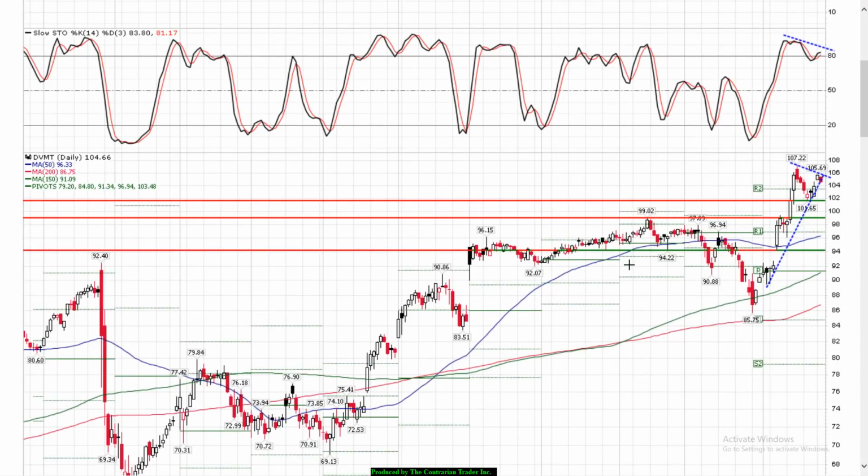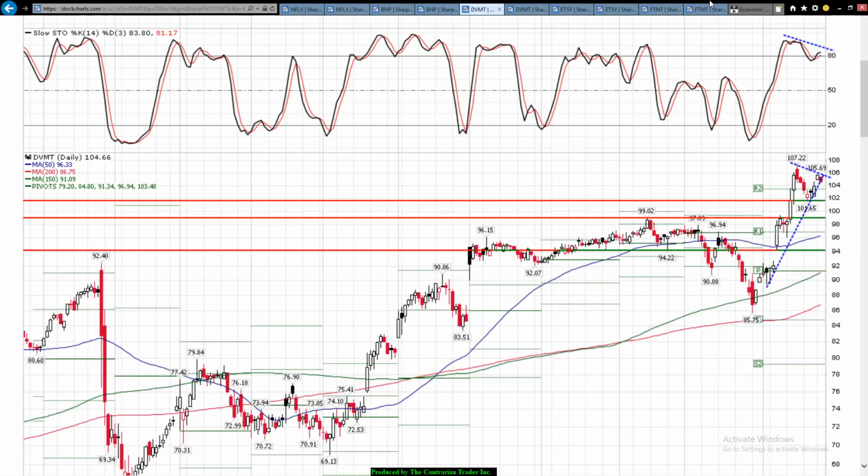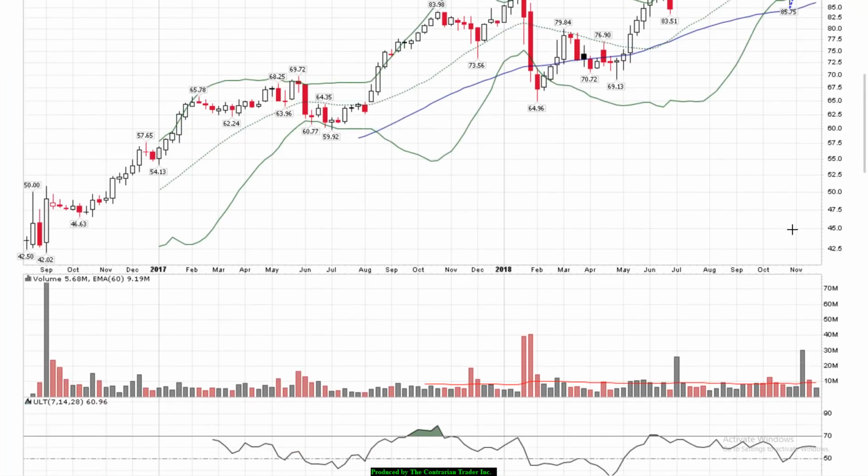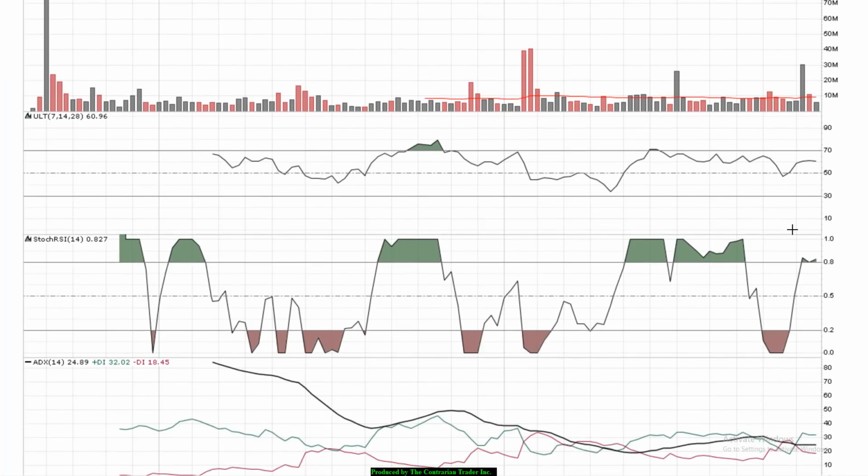So DVMT, very short term, I'm a little bit bearish. However, that could be easily assuaged if we get a rally up and through resistance. Longer term, if you're taking a look at a weekly chart, the trend is still up. We're a bit extended here relative to the 2 standard deviation Bollinger Band. We're trading right above it, and we're not supposed to be there.